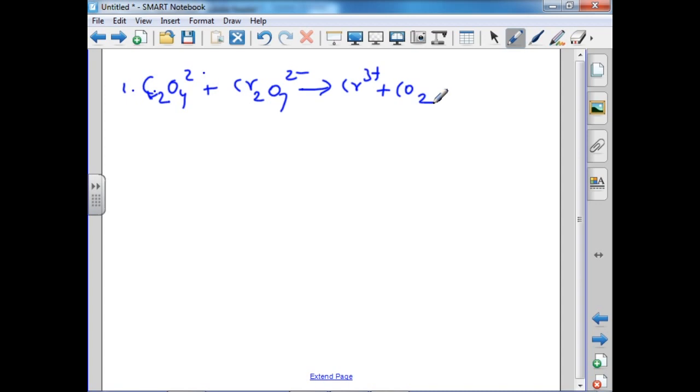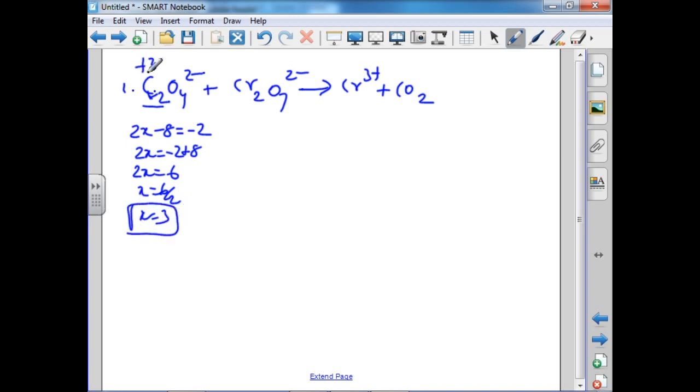The next question: balance the following equation by the ion electron method. C2O4 2- plus Cr2O7 2- gives Cr3+ plus CO2. First, find the oxidation numbers. The carbon in C2O4: 2x minus 8 equals minus 2, 2x equals minus 2 plus 8, 2x equals plus 6, x equals 6 by 2, x equals 3. The oxidation number of carbon in C2O4 2- is plus 3.